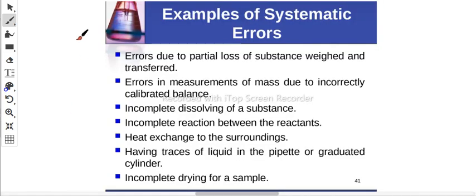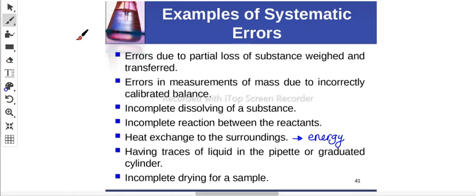Continuing now with some examples for systematic errors. Errors due to partial loss of substance weighed and transferred. Errors in measurements of mass due to an incorrectly calibrated balance. Incomplete dissolving of a substance. Of course, this will cause an incomplete reaction, so this will affect your result in one direction. Incomplete reaction between the reactants. Heat exchange to the surrounding. This is so important for the energy chapter. This is considered heat loss to the surrounding, which is a very important systematic error for the energetics chapter.